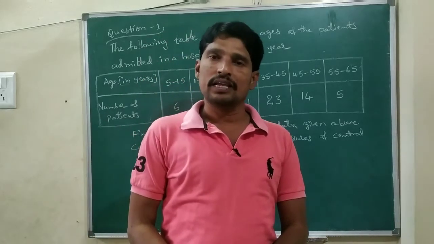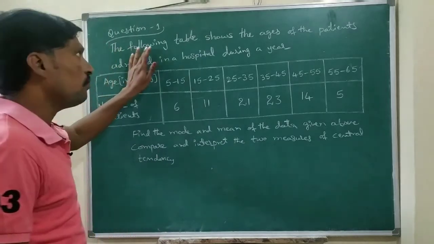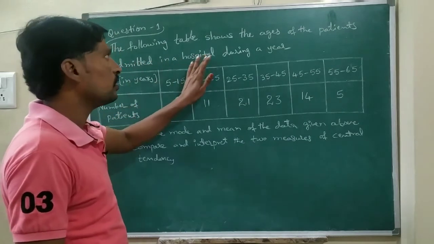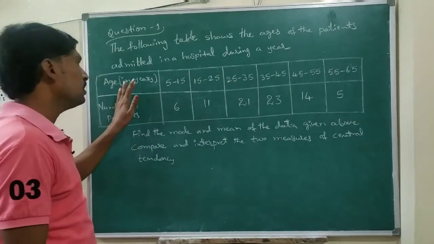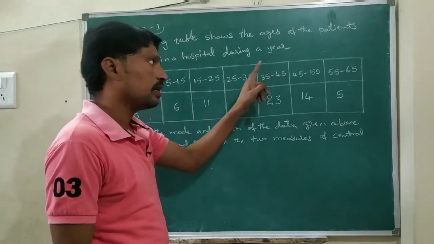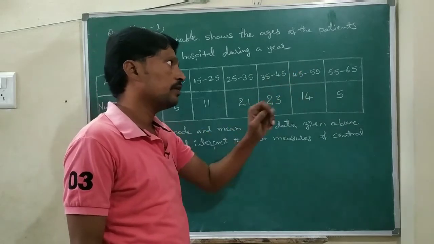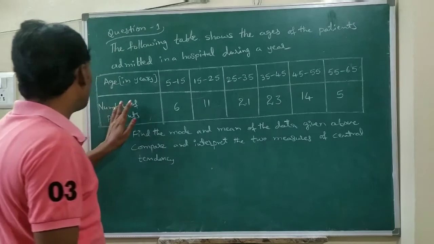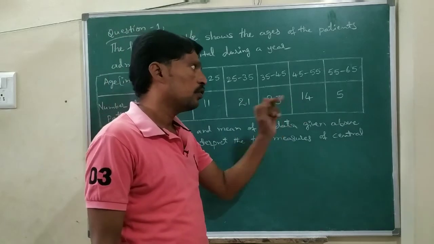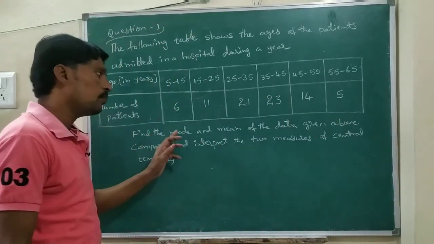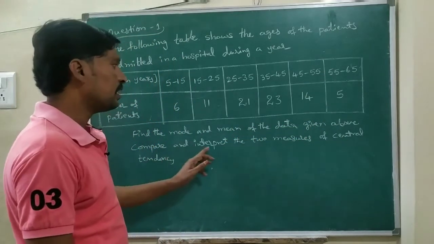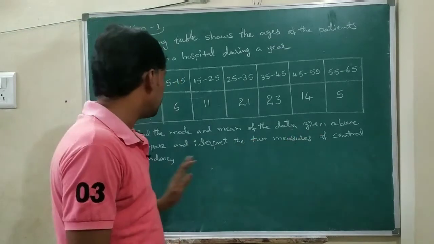Question number 1. The following table shows the ages of the patients admitted in a hospital during a year. Age in years: 5 to 15, 15 to 25, 25 to 35, 35 to 45, 45 to 55, 55 to 65. Number of patients: 6, 11, 21, 23, 14, 5. Find the mode and mean of the data given above. Compare and interpret the two measures of central tendency.